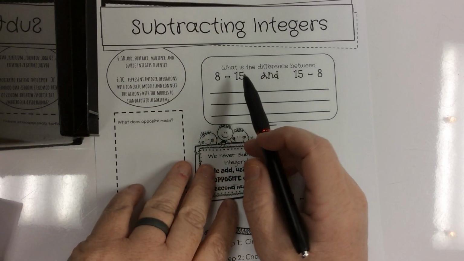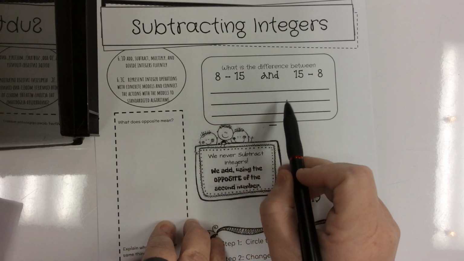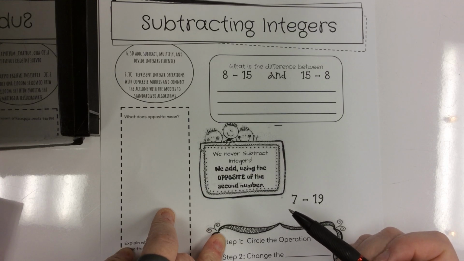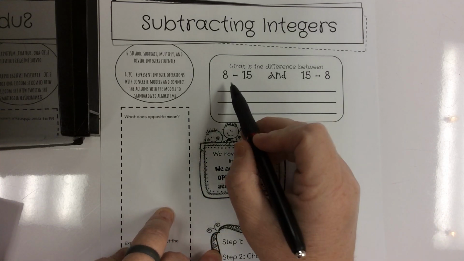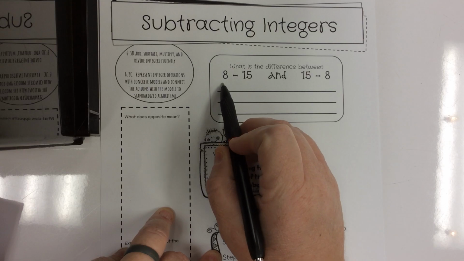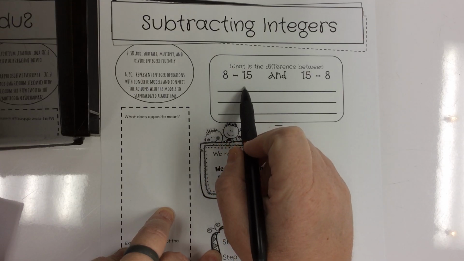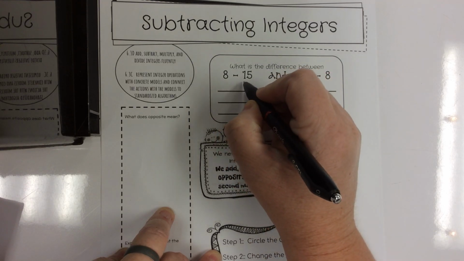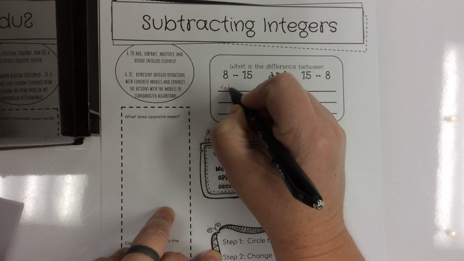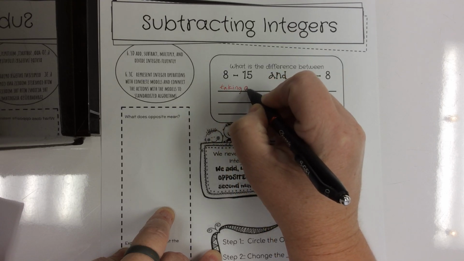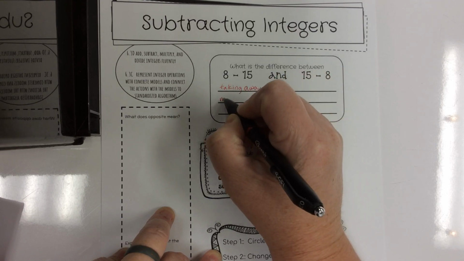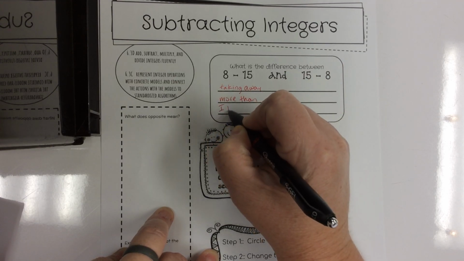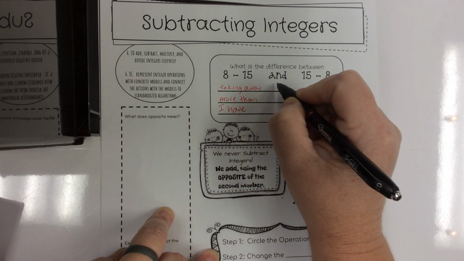Okay, what is the difference between 8 minus 15 and 15 minus 8? Is there a difference? Yes, there certainly is. 8 minus 15 says I have 8 of something and I'm taking away 15. This one says I'm taking away more than I have. I'm going to write that down. Taking away more than, so that means it'll be negative if I take away more than I have.